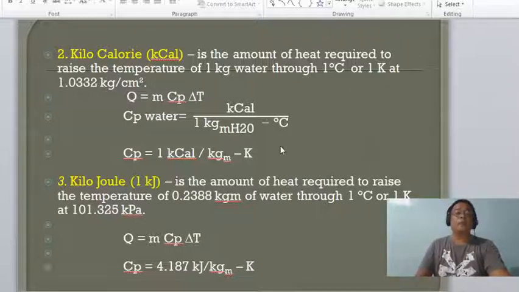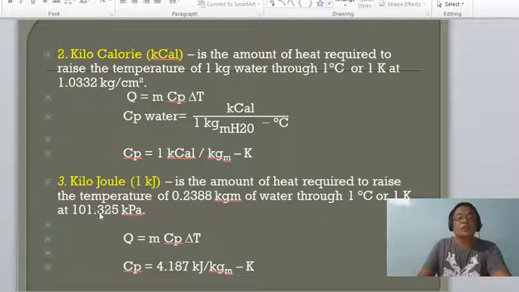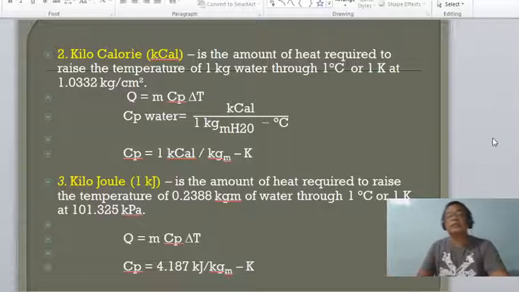So, therefore, the specific heat of water is equivalent to 1 kilocalorie per kilogram Kelvin. So, again, kilojoule is the amount of heat required to raise the temperature of 0.2388 kilogram mass of water through 1 degree Celsius or 1 Kelvin at 101.325 kilopascal, or simply, the equivalent is 4.187 kilojoules per kilogram Kelvin. Okay? So, that is now the value of specific heat at different standards.